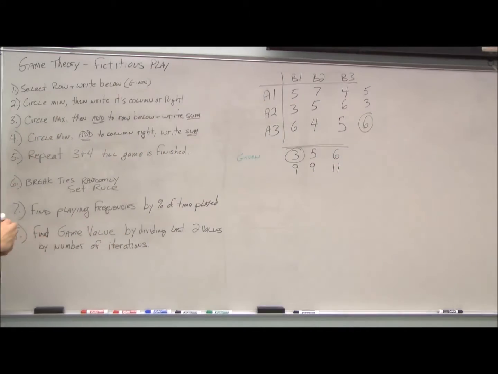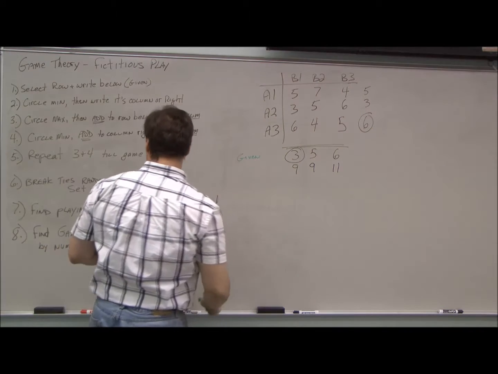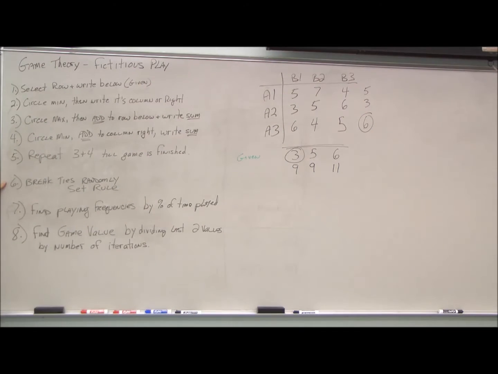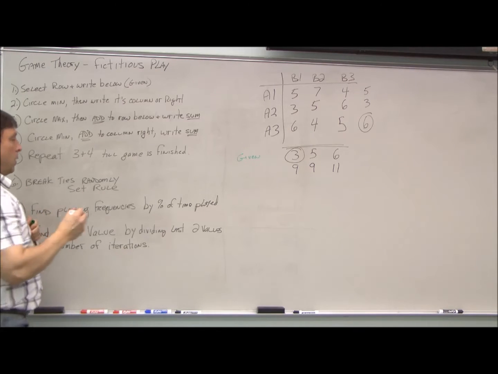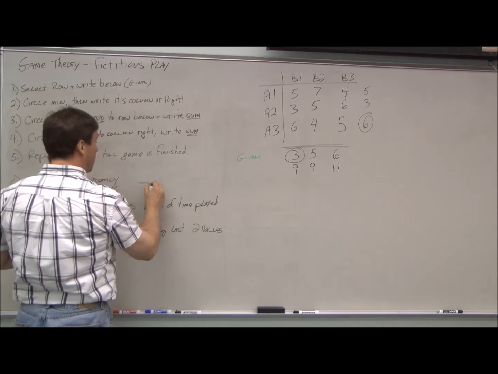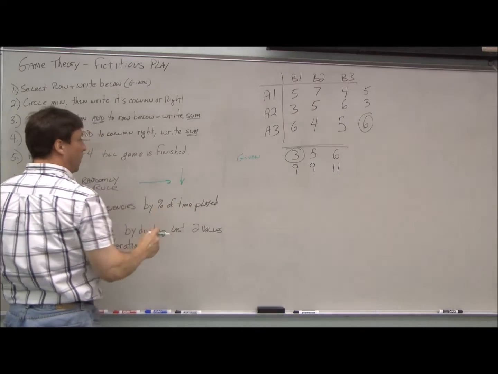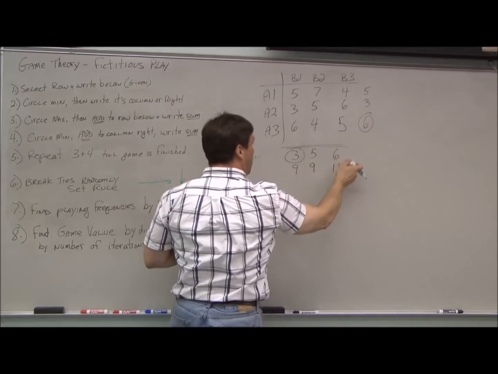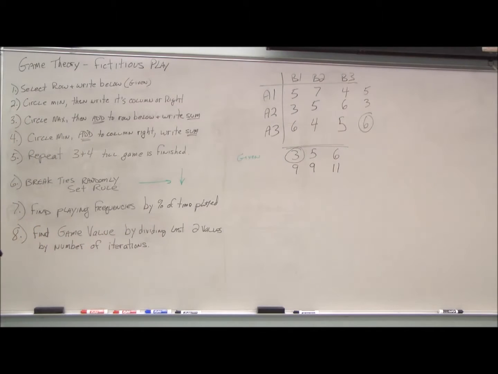All right. Now we have to circle the minimum and add the sum to the right. But we have a tie here. We have 2 that are the same. So I'm just going to temporarily jump down to 6, and it says break ties randomly. We're going to set the rule that with a tie, we're either going to move to the right or move down, depending upon if it's a row or a column we're talking about.